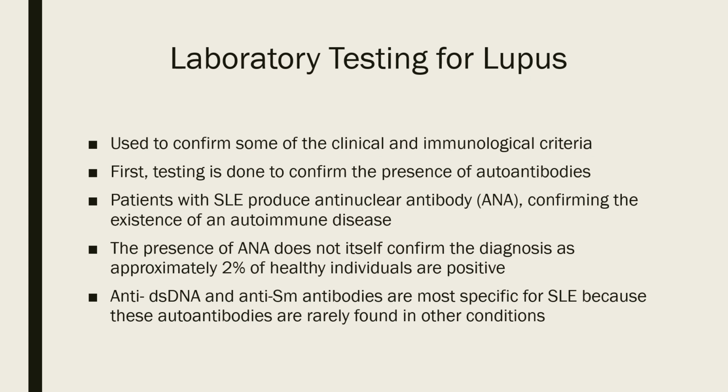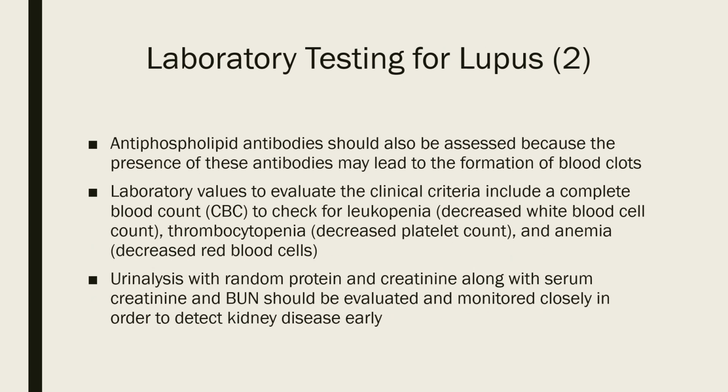Anti-DNA and anti-SM antibodies are more specific for SLE because these autoantibodies are rarely found in other conditions. Antiphospholipid antibodies should also be assessed because the presence of these antibodies may lead to formation of a blood clot.